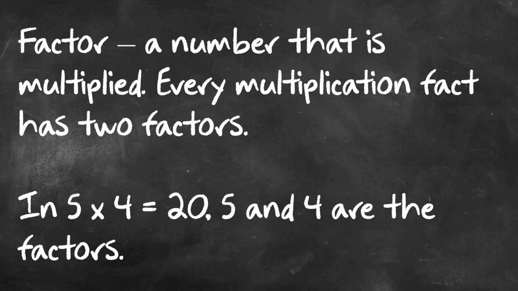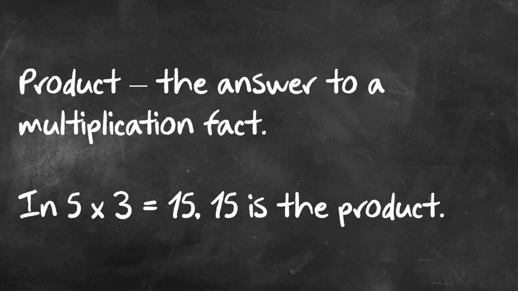The first word is factor, and a factor is a number that is multiplied. And every multiplication fact has to have at least 2 factors. So if you have a problem like 2 times 5, then that has 2 factors. As you can see here, in 5 times 4 equals 20, 5 and 4 are the factors. Those are the numbers we're multiplying together.